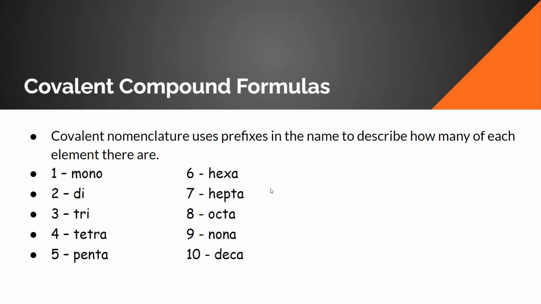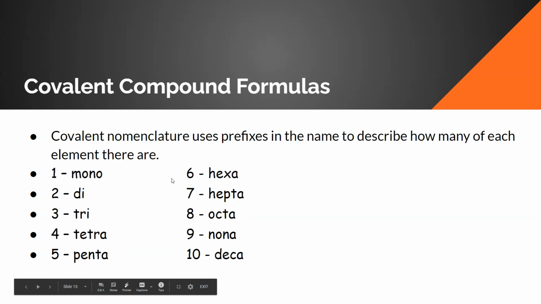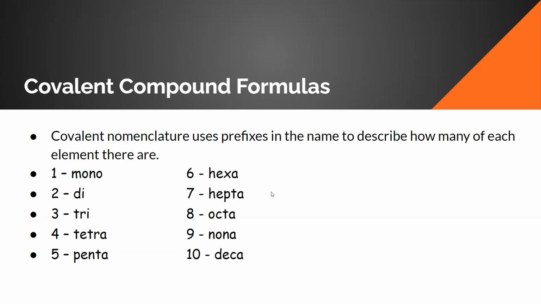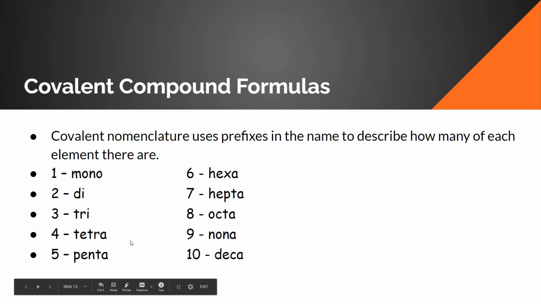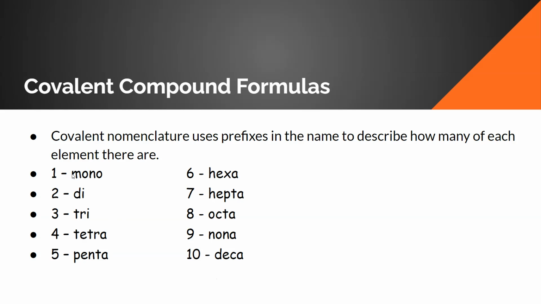With covalent compounds, their formulas and names are different. You're going to see prefixes that tell you how many atoms of each element there are. And these are the prefixes that you need to know for the covalent nomenclature. Most of these you probably recognize out of geometry because you talk about shapes, and these have a lot of the same shapes. A couple of the notable add-ons: 1 is mono, 2 is di for this, and 4 is tetra.